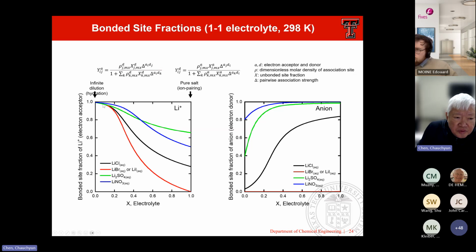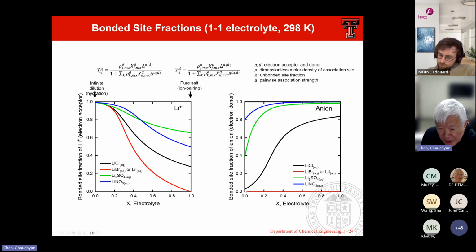So you can see the transition from a hydrated ion into an ion pairing. Look at the corresponding anion for lithium chloride. Initially, chloride will form a small amount of ion pairing. As chloride doesn't hydrate, it has a very weak association strength, so it doesn't really hydrate, but it would form ion pairs with lithium. And as the lithium chloride concentration goes up, ion pairing goes up. Eventually, it's basically all paired with lithium ion.